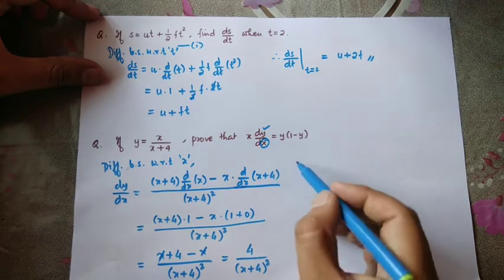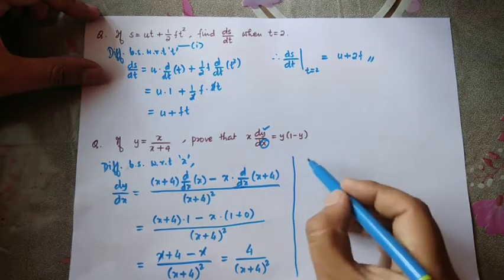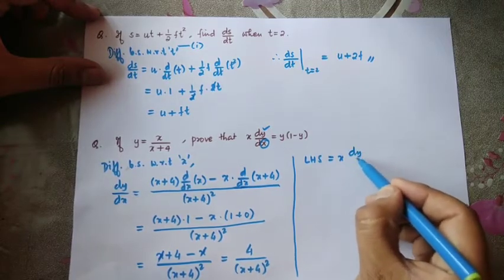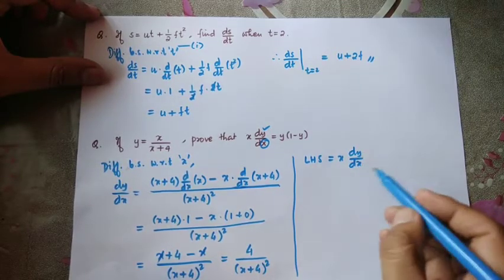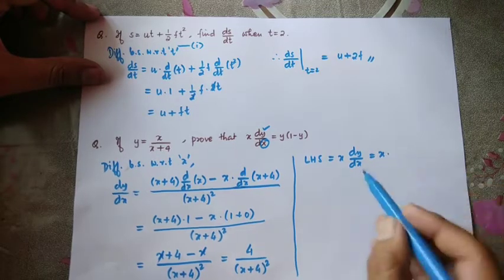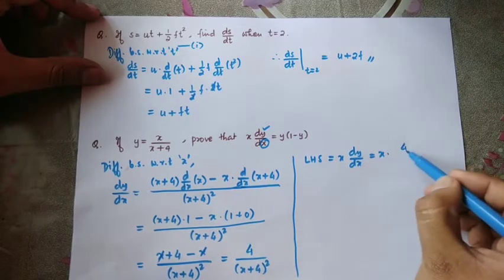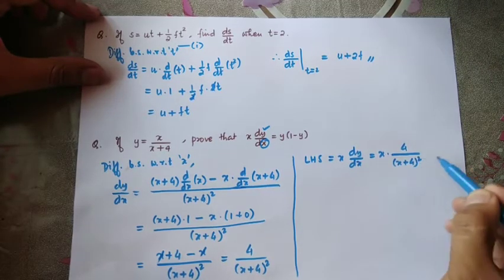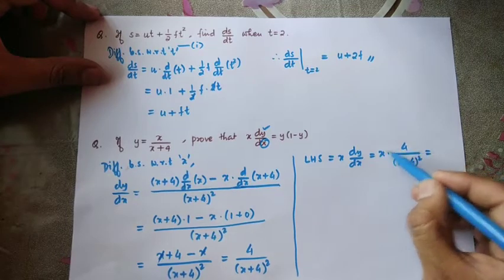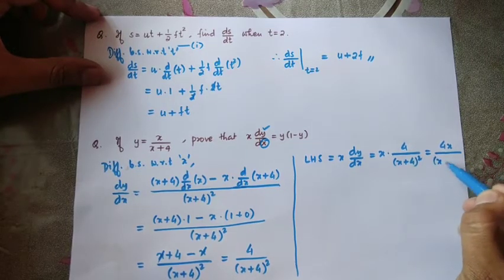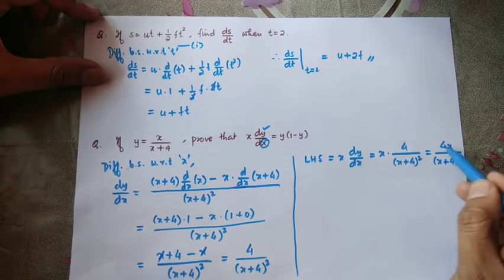Now let us see what happens in the left hand side. The left hand side equals x dy by dx. Let us put the values and see. We have x into dy by dx, which is 4 by x plus 4 whole square. When I multiply these two, 4 and x give me 4x, and in the denominator we have x plus 4 whole square. So this is my left hand side.